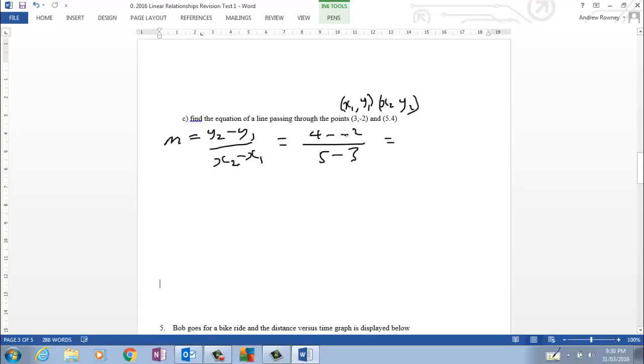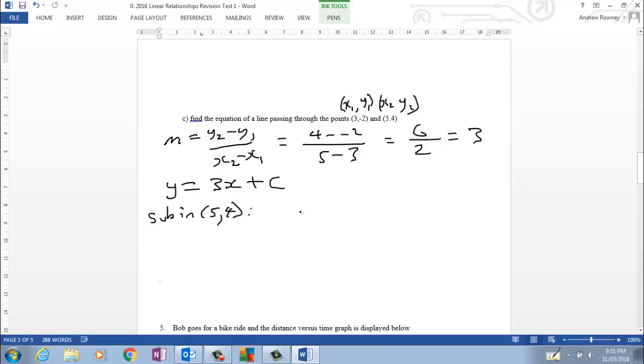4, a double minus is a plus, so that's 4 plus 2, which is 6. 5 take 3 is 2. 6 divided by 2 is 3. So our equation is y equals 3x plus c. Y equals mx plus c. To find the c, we need to substitute in any point. We'll sub in, say, 5, 4.